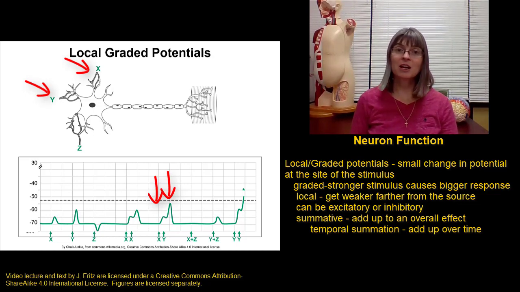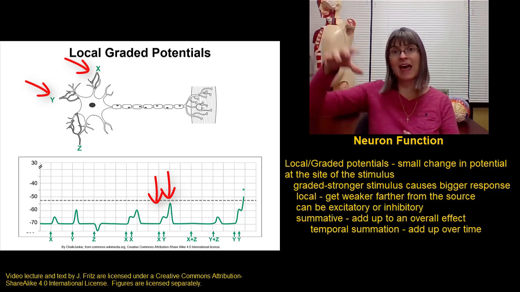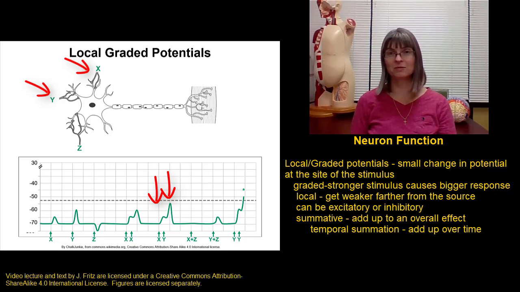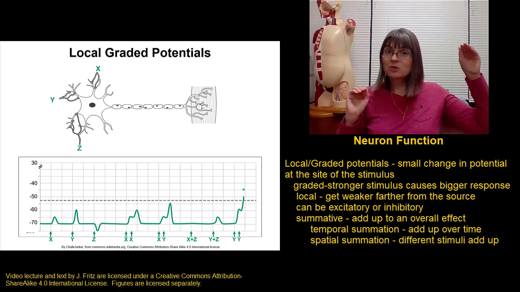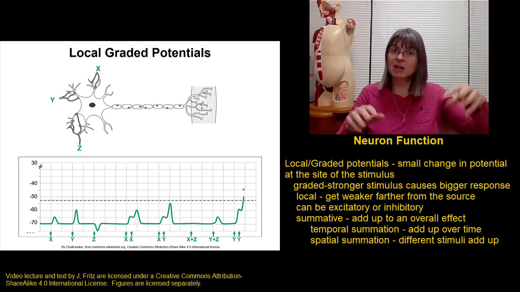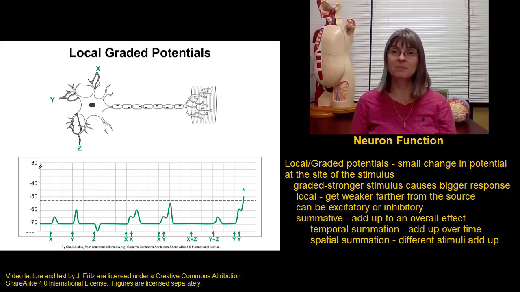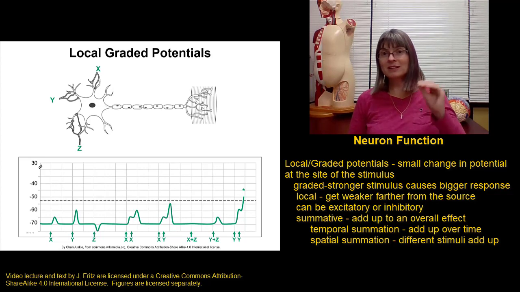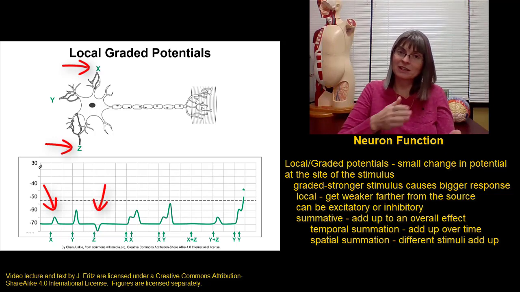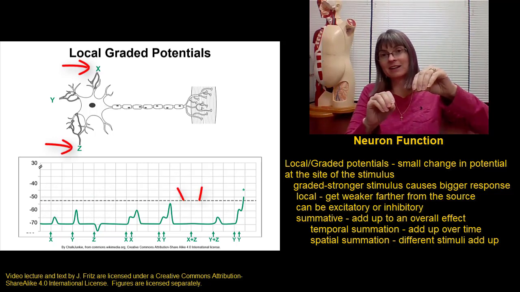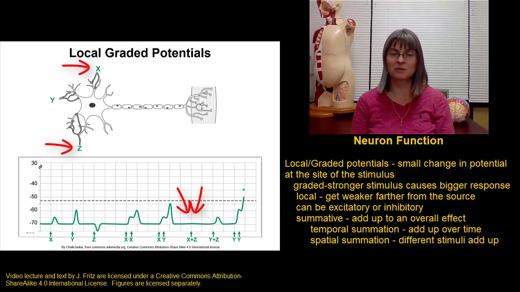This is referred to as temporal summation, where having signals close together causes them to add up to a bigger membrane potential change. We can also see what's called spatial summation, where having two different stimuli at the same time adds them together. So we get sort of a cumulative effect of different stimuli. For example, if we take stimulus X, which is a little bit excitatory, and stimulus Z, which is a little bit inhibitory, and both of those are signaling at the same time, they cancel each other out and we end up with no overall change in the membrane potential.